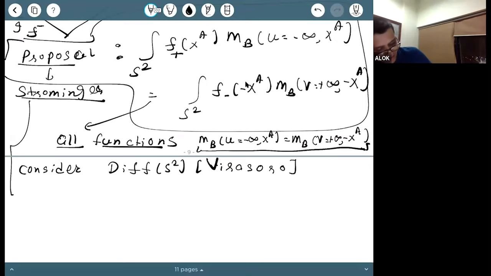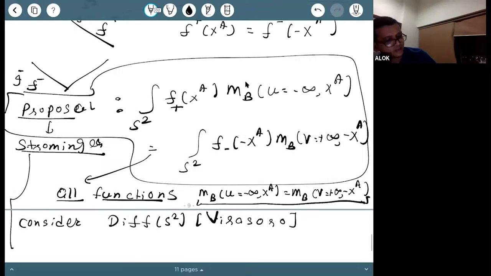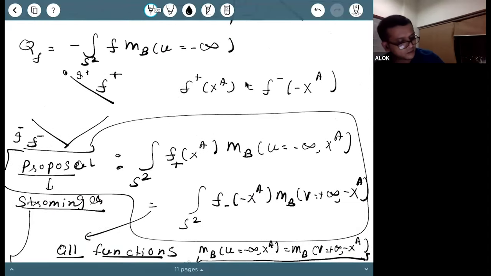Here the only thing I was a little quick about: as I said, the system relaxes to vacuum in the far future. But of course, I also had in mind that we start from vacuum in the far past. So the mass aspect is zero at u equal to plus infinity and also at v equal to minus infinity. But that's the only input.